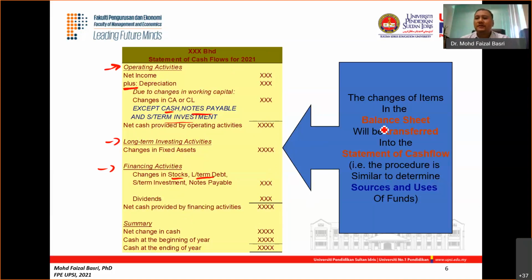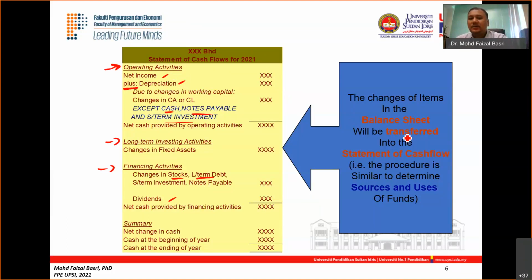Okay, so here on the right hand side, the instruction, we will transfer items from the balance sheet, and also some items will be from the income statement, right? Like I said, net income, depreciation, and dividend come from the income statement, all right?